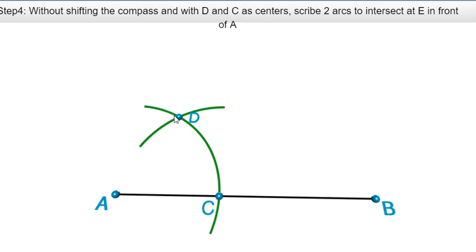Now a line from A through D would have given me 60 degrees, but I don't want 60 degrees. What I want is 30. 30 is in the middle between C, which is at 0, and D, which is at 60. So I'm going to bisect that. Without shifting the compass, and with D and C as centers, I'm going to scribe two arcs to intersect at E in front of A. Again, without shifting the compass, that initial radius, which is AC and also CD, has not changed.